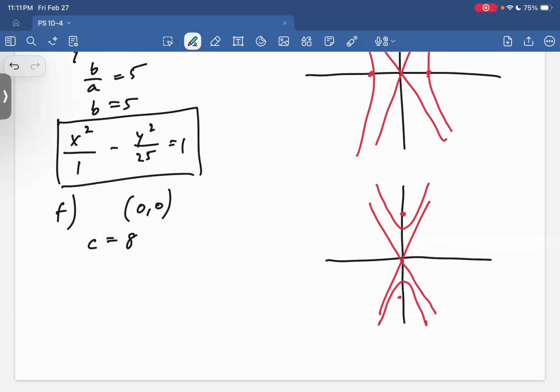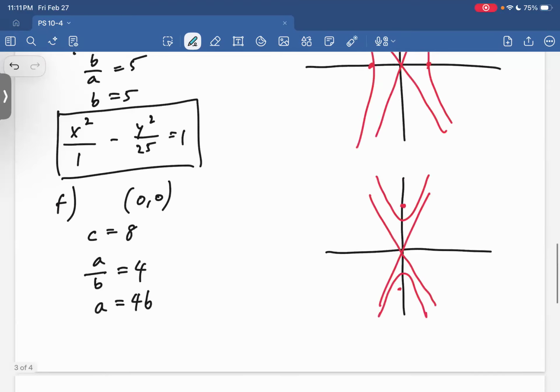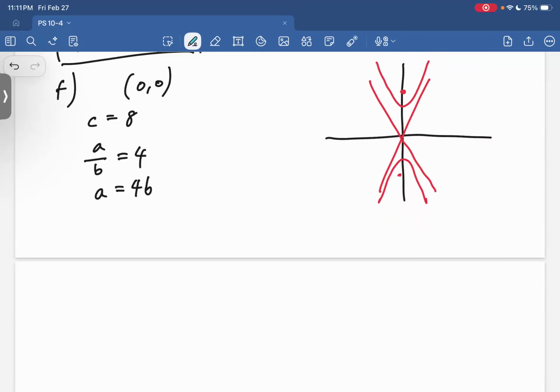So the asymptotes have slope plus or minus 4. So that means that a over b equals 4, correct? That's because this is a vertical hyperbola, so the slopes of the asymptotes are going to be plus or minus a over b. So I know that a equals 4b. Now I actually have to do something more tricky, which is actually solve for a and b given what c is. So I know that a squared plus b squared equals c squared, right? Which is 64.